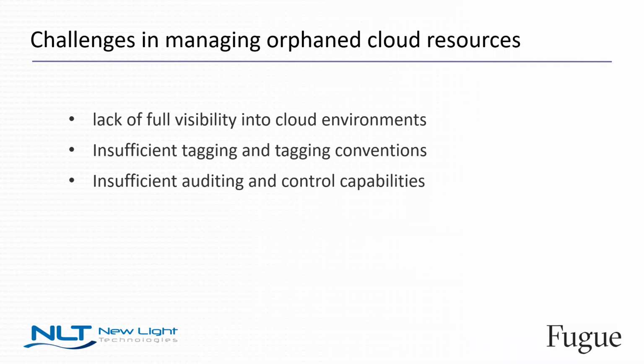What we like to do at Fugue is to provide this information visually, because humans are really good at identifying those things. So full visibility doesn't just mean the thing is on a list somewhere. It means it's known what it's doing. It is a known state of what it's doing, who owns it, things like that. Dave's going to get into this more, but a lot of times this is due to insufficient tagging and tagging conventions, or also naming conventions, and insufficient auditing and control capabilities. Let's jump to the next one.